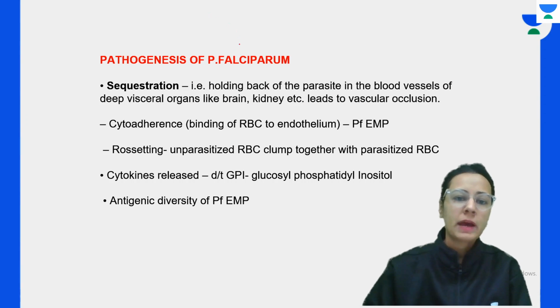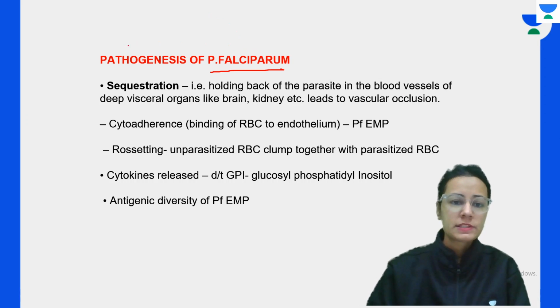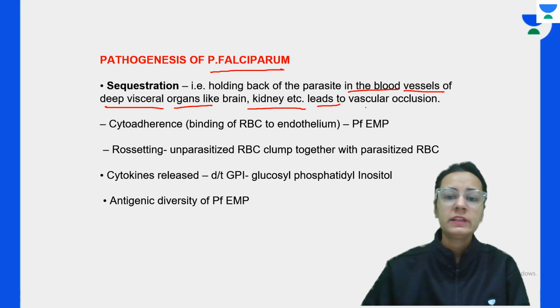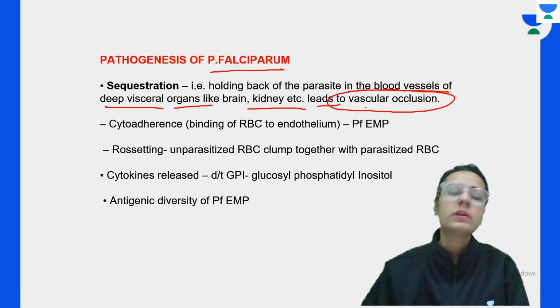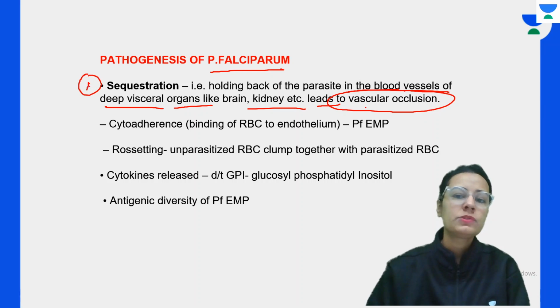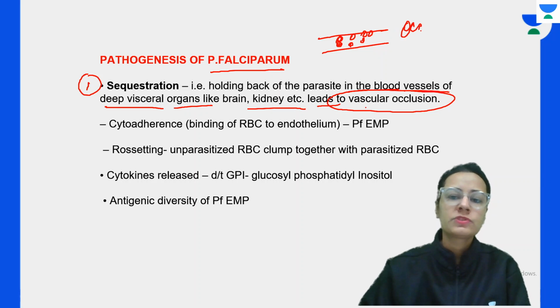Now, pathogenesis of falciparum: sequestration, the holding back of the parasite in the blood vessels of visceral organs like the brain and kidney, leads to vascular occlusion. So sequestration is due to the parasites in the blood vessels, and they will block these blood vessels, leading to occlusion.